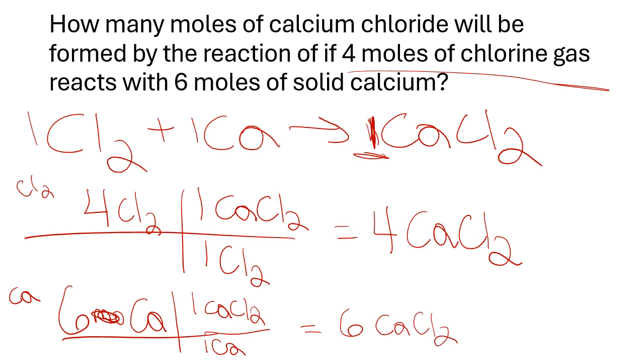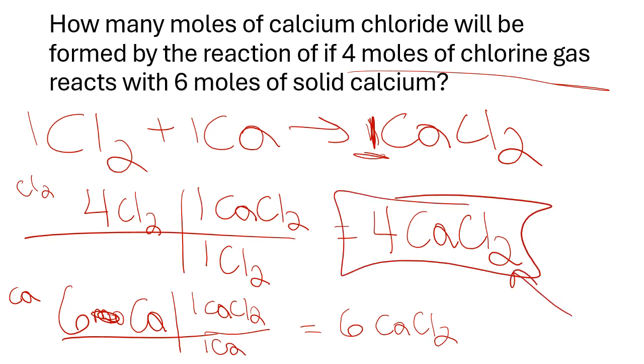So again, you can only make as many products as the least amount of things, the thing that runs out, or the lowest of these two. If we had unlimited Cl2, but essentially we're just going with the lower of the 2 numbers. So that is how many moles of calcium chloride can be formed.